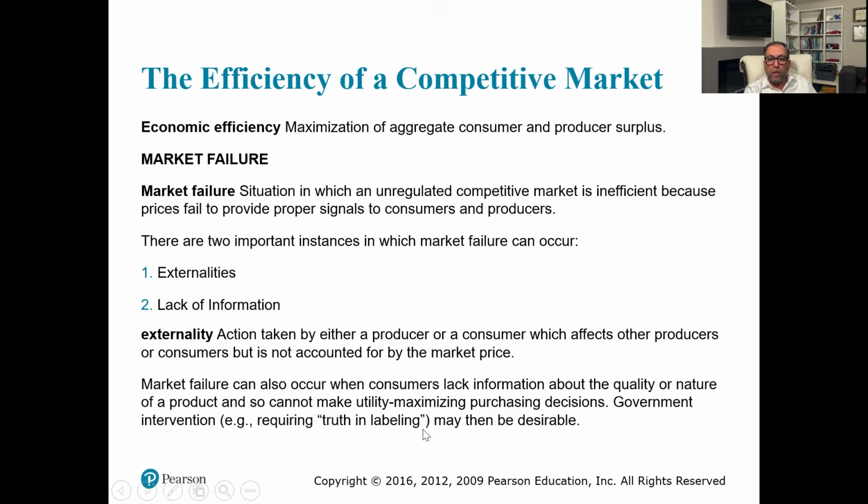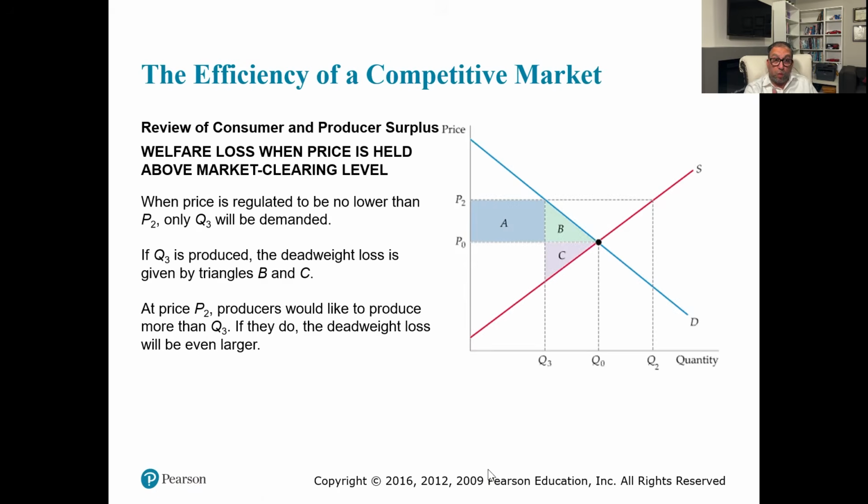Requiring truth in labeling is the reason that the government now forces every product to be labeled with its ingredients in quite some detail, and anything which has a negative impact has to be very clearly mentioned on the packaging. That's a requirement in order to give as much information as possible to the consumer or buyer.